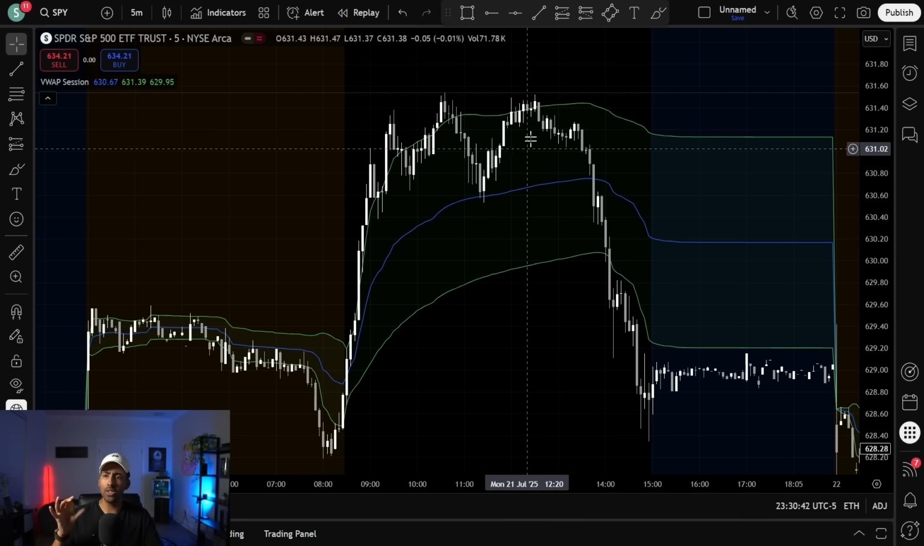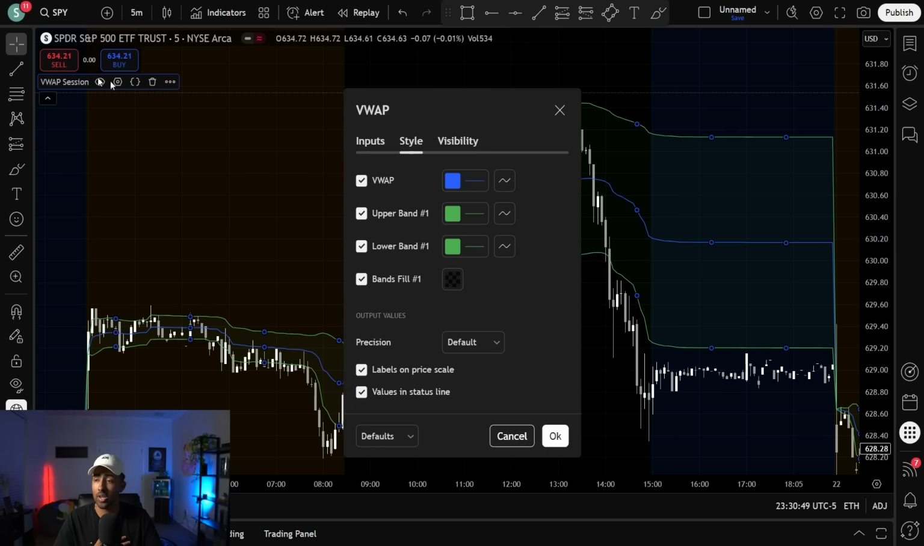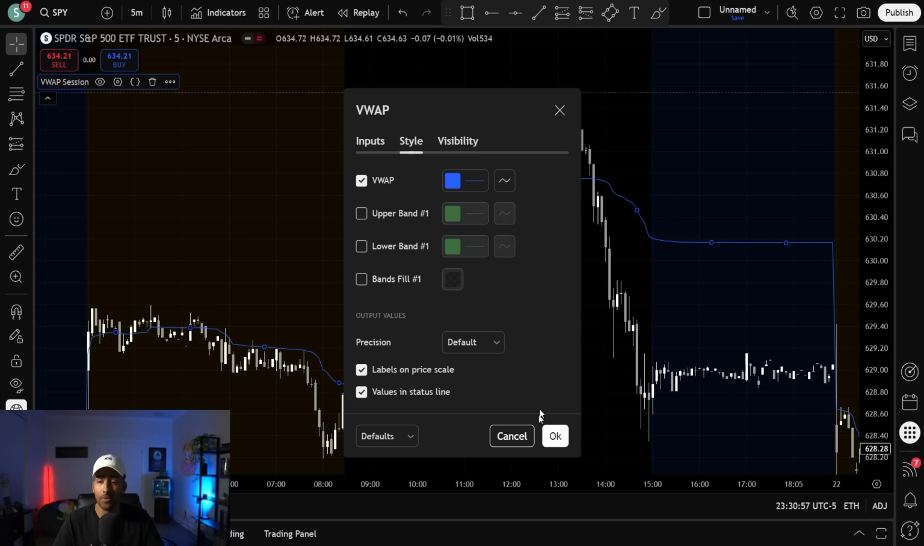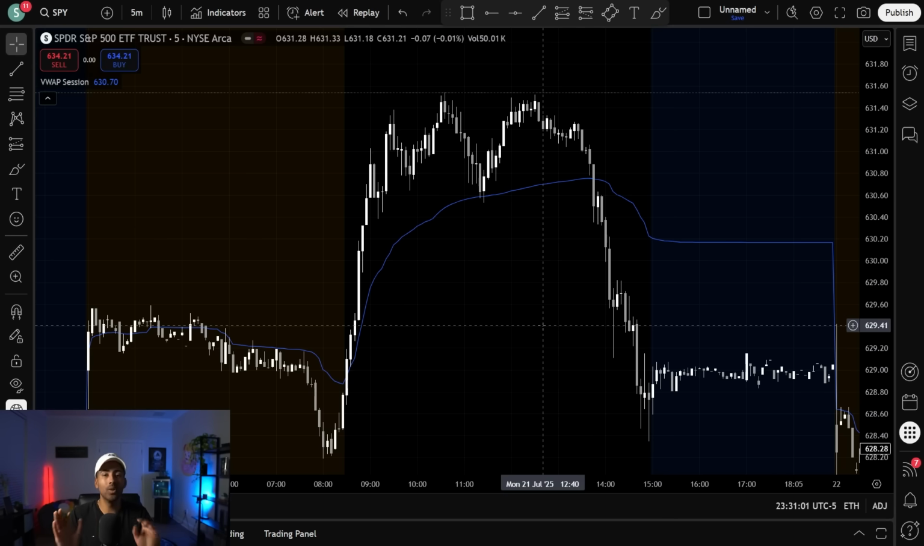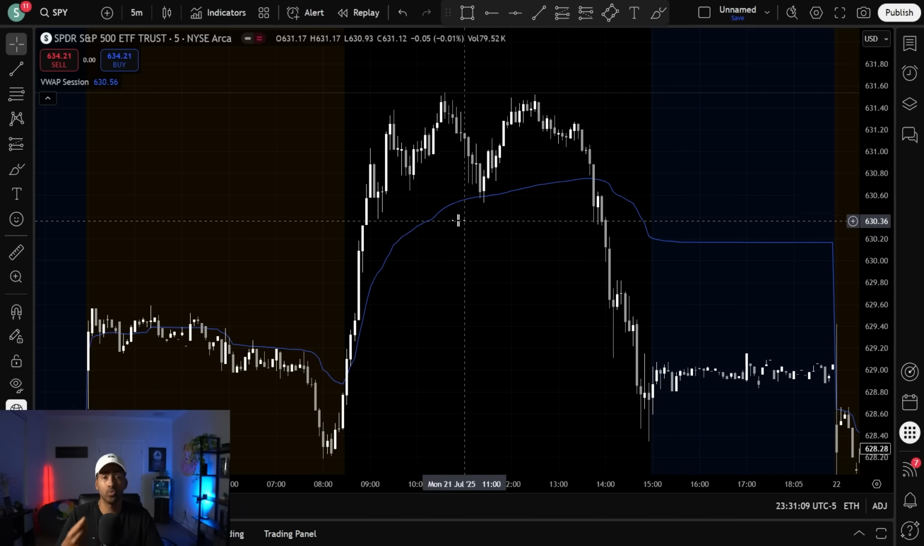Now, there are some people that use these green bands here. I'm not really one of those people. So what I will do is create a custom VWAP indicator. I'm going to take off the upper band 1, lower band 1, and the bands fill. And so what we're going to have here is just this blue line. This blue line is essentially going to tell us exactly what the average price is at that given point in time.